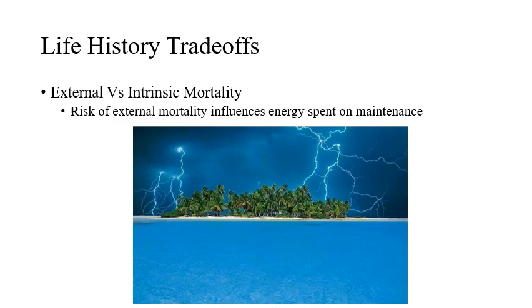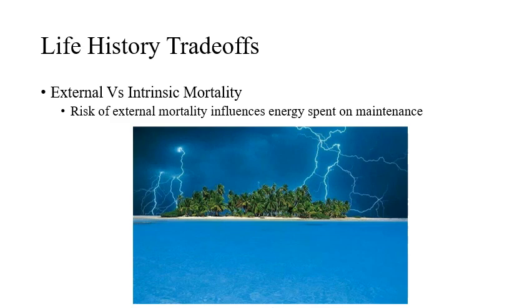The book uses this example of lightning striking an island, right? So you imagine a small island and there's a lot of lightning that hits it. The risk of the lightning strike killing you is extrinsic mortality. You can't do anything about it. If you get struck by lightning and die, you get struck by lightning and die. So if that risk is very high, you want to rush reproduction. You want to try to get any reproductive success you can as rapidly as you can, which pushes you towards being an R strategist, right?